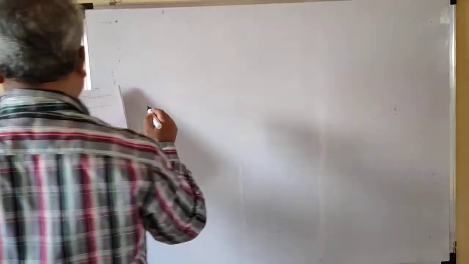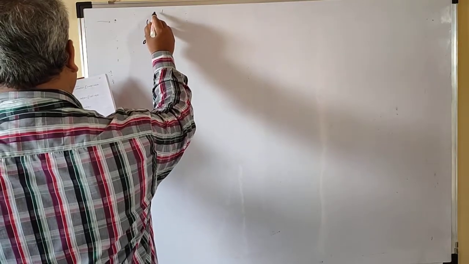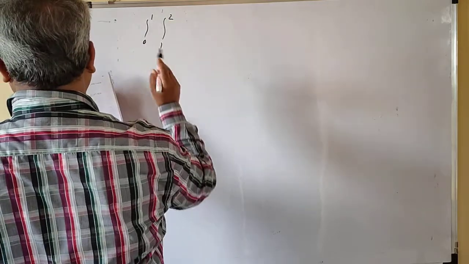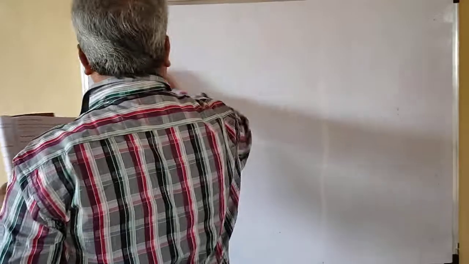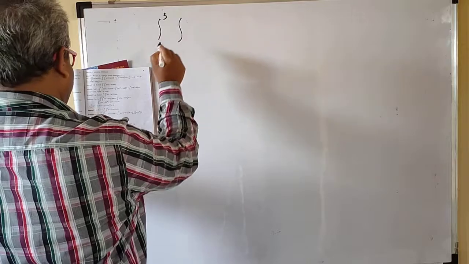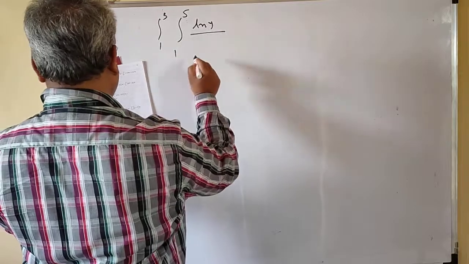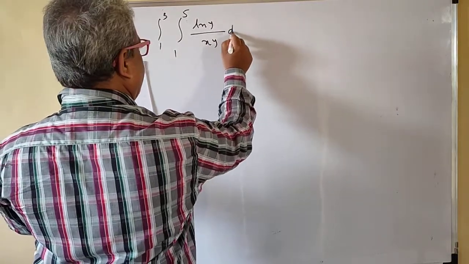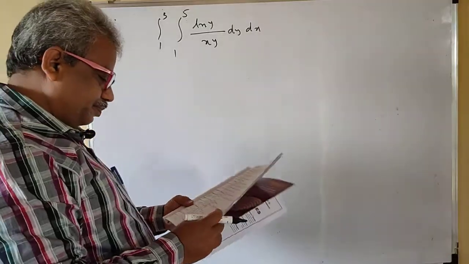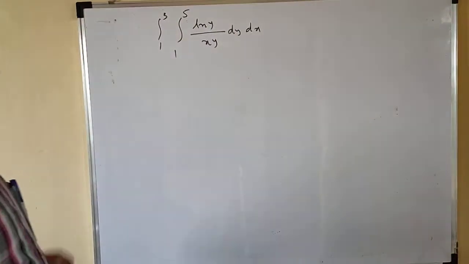Next, evaluate the double integral from 1 to 3 and 1 to 5 of ln y upon xy, dy dx. We will take a simple one. This is very simple. We already did this. Okay. Solution.